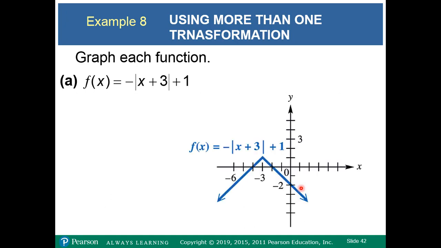And so this is what we get. Okay, so what they did was they took this point here. This is the main point that was here. Okay, and they translated it up 1 unit, and then they translated it to the left 3 units. Okay, instead of opening upward, because of the negative sign, it opens downward.